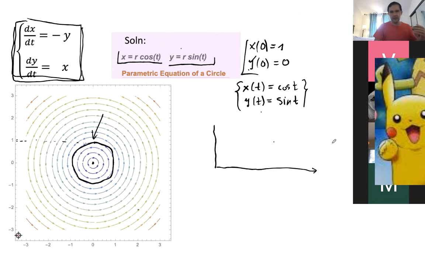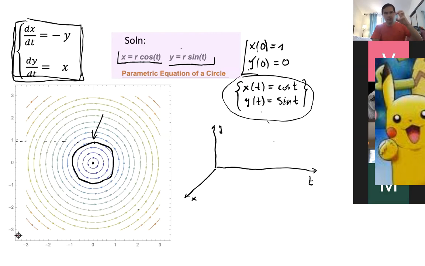Okay, so let's say this is the time t, the time axis, and this is the x-axis, and this is the y-axis, and this is the t-axis. Okay, so now what does this mean? What's the interpretation of this solution? Well, this solution lives in a 3-dimensional space. It's a pair of 2 functions, and they both depend on time. So this is the phase portrait of this solution.